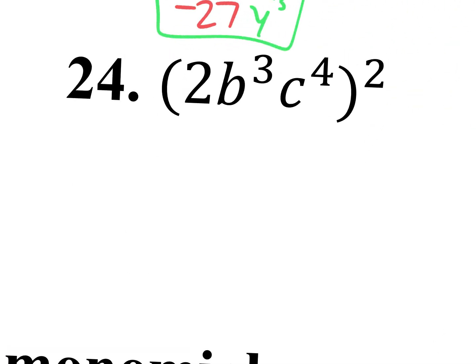24. Once again, we have parentheses with an exponent on the outside, so we're going to distribute that outside exponent to each and every term. So when you put the 2 on the 2, that becomes 2 squared, which later will become a 4.